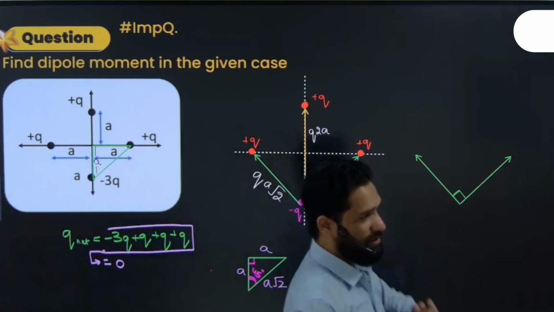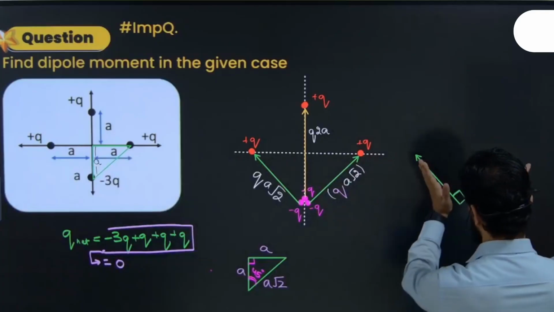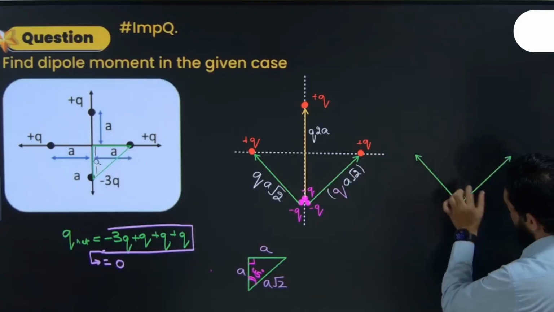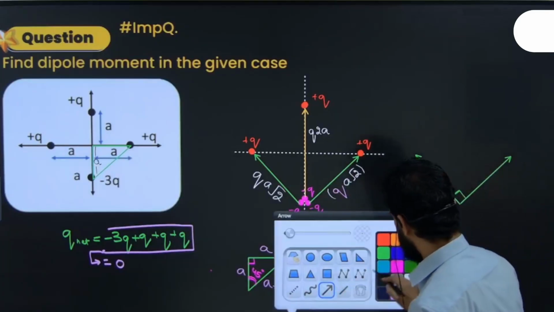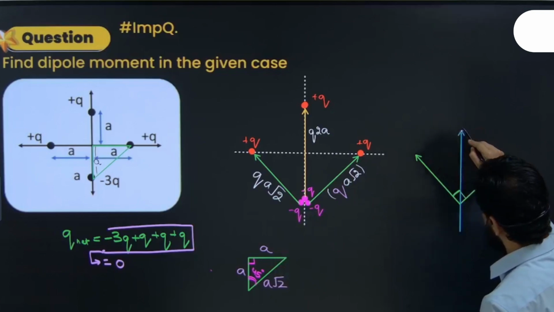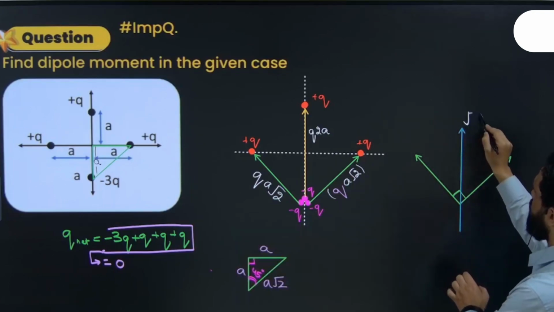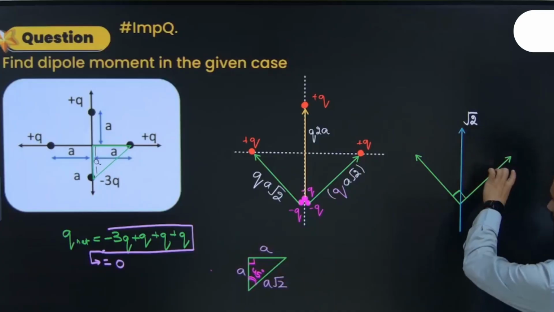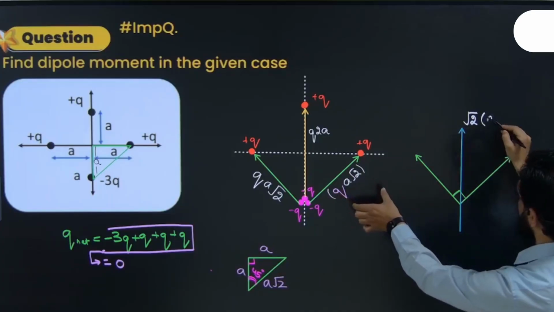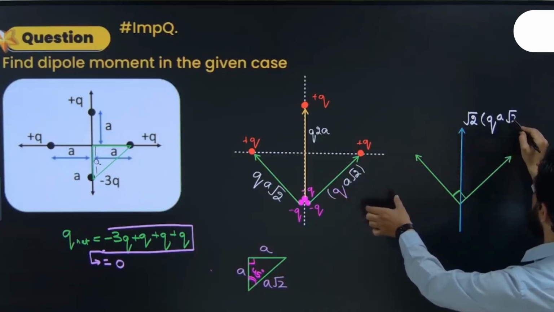So how much is the total? 90. And if we have 2 vectors equal in magnitude aligned at 90, so what is the sum of these two? We can write down the sum of these two is given as one of the vectors multiplied by root 2. So it is root 2 times one of the vectors. And how much was one of the vectors? Q into a into root 2.